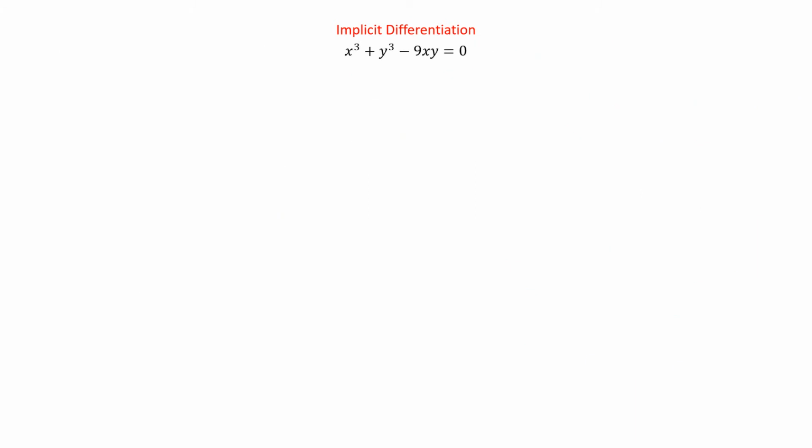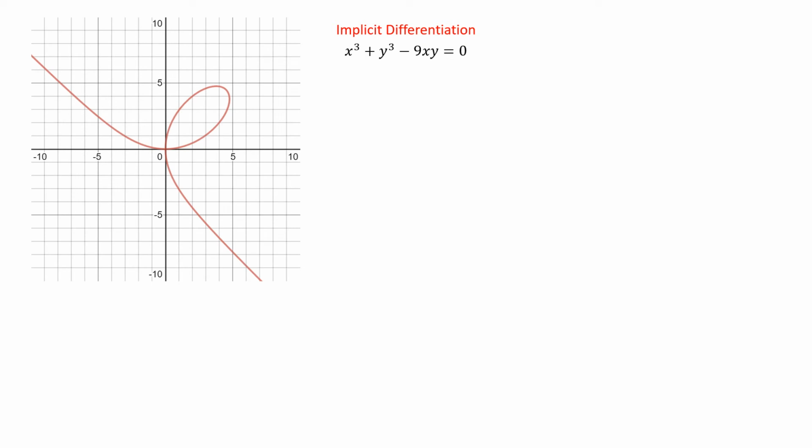So let's go back to our folium. It's this guy. All right, we need to find the derivative, and this one we have to do implicitly. There's no other way because we can't get y equals something here. It's not possible because this is a few different functions all combined together.